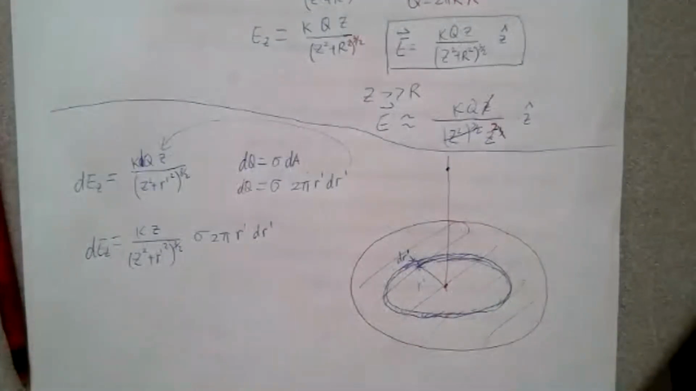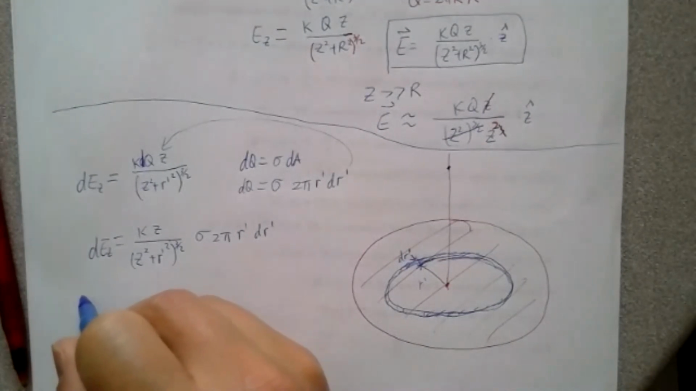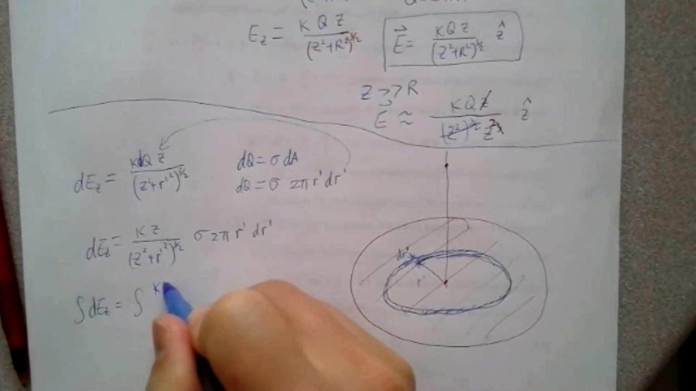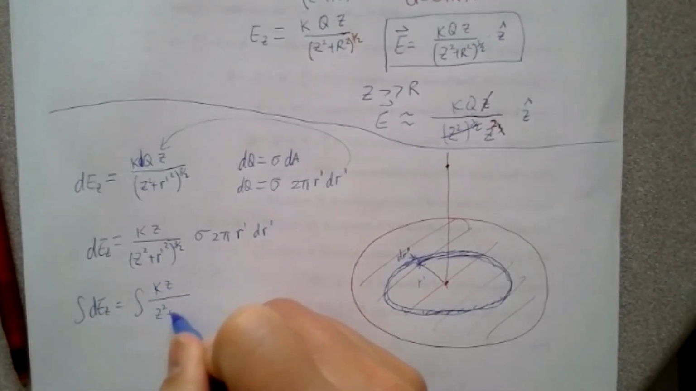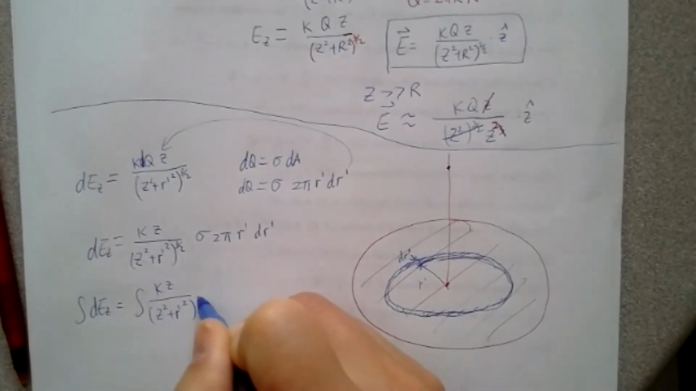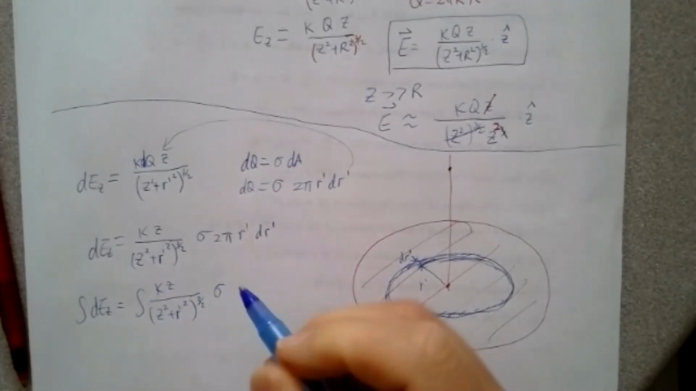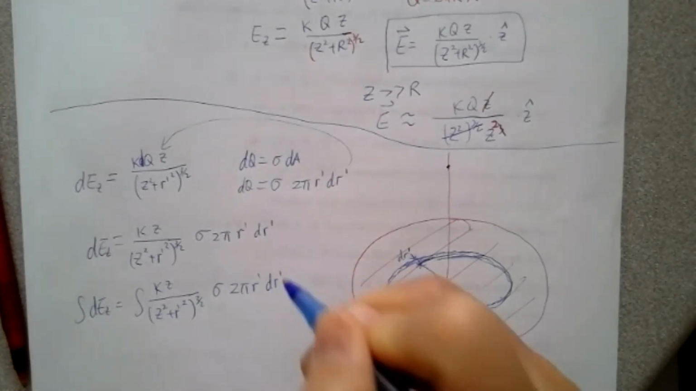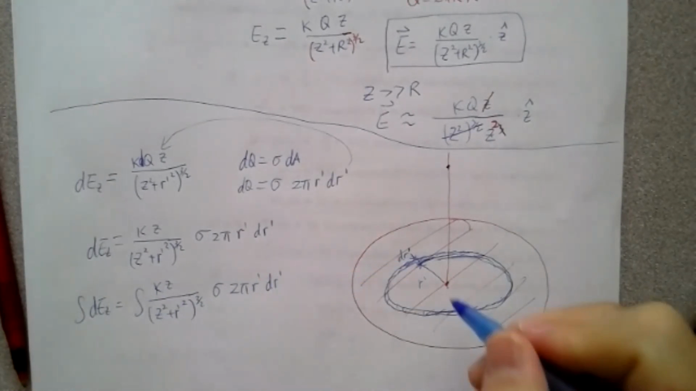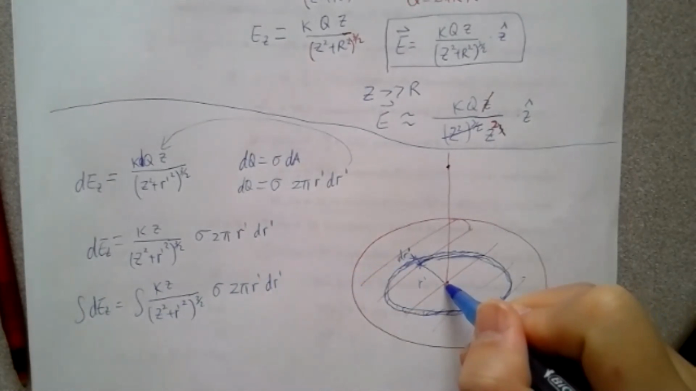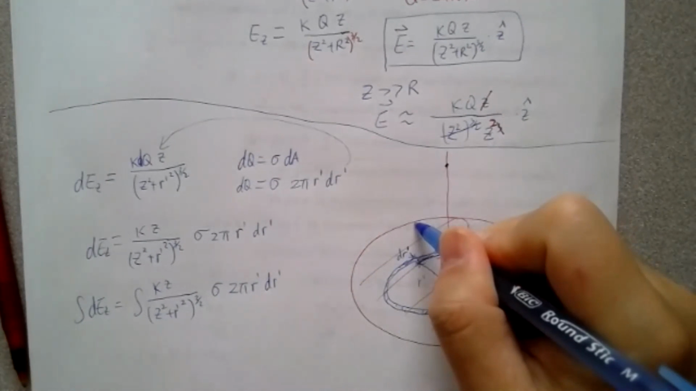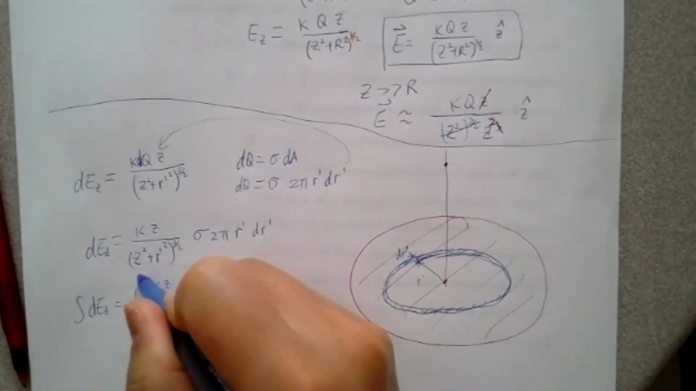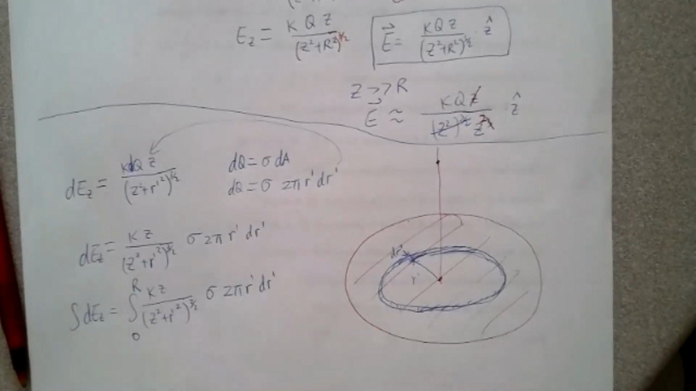Now for the overall electric field, we will be doing integration on both sides of the equation: kZ over Z squared plus r prime squared to the 3/2, where sigma is the surface charge density, times 2 pi r prime dr prime. For r prime, you'll integrate from r prime equal to 0 to the radius of this disk, so from 0 to capital R.